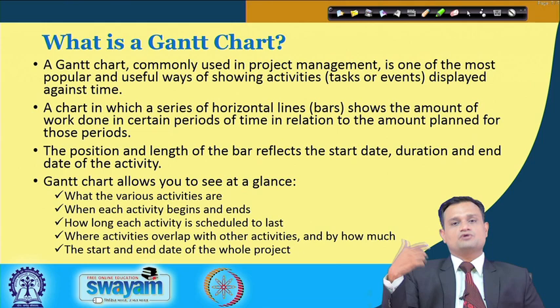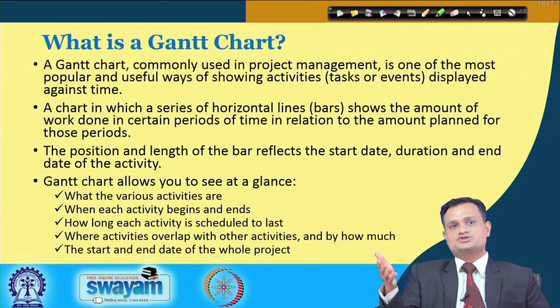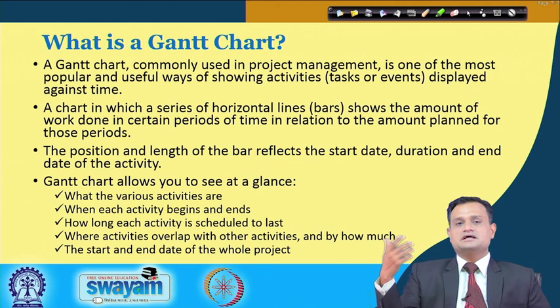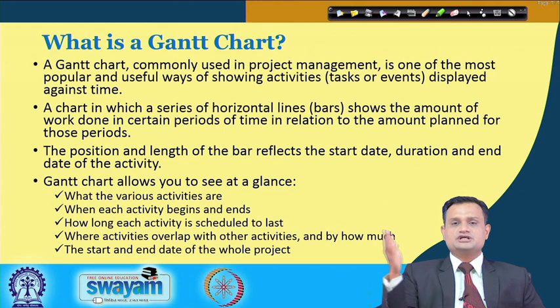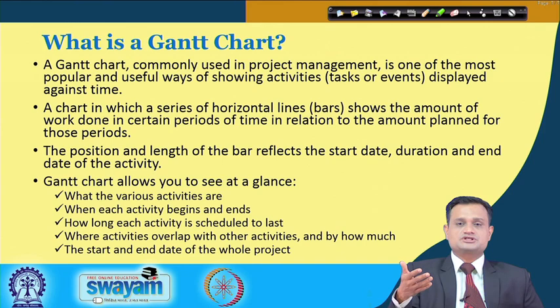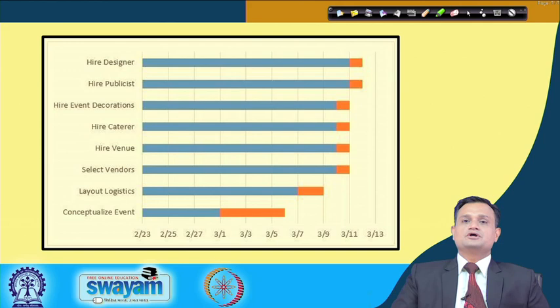So the position and the length of the bar reflects the start date, duration, end date of the activity, and you can see that enormous information you can collect from the Gantt chart: first, what the activities are, second, when each activity begins and ends, how long each activity is scheduled to last, and likewise we can reveal much information for our better planning, monitoring and control. Just see the example for your better understanding.